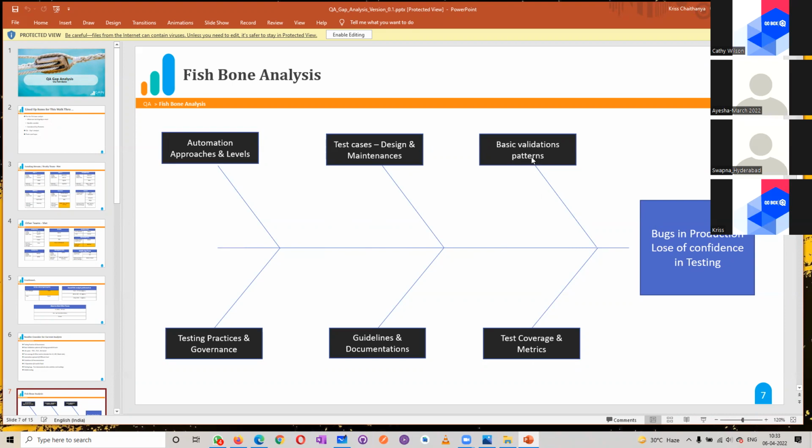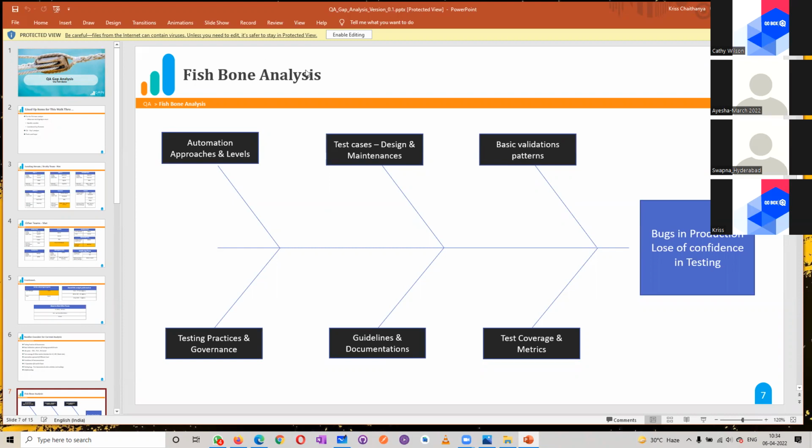We are not doing the basic validation. We are not measuring test coverage and metrics. We are not properly writing test cases, designed well and maintained. We don't have the guidelines in the documentation. We don't have testing practices and governance. And we don't have automation approaches at the levels. So these are all the reasons which were deriving the problem, cascading the problem into bugs in production. This is how the bugs in production are created. So this is the root cause analysis.